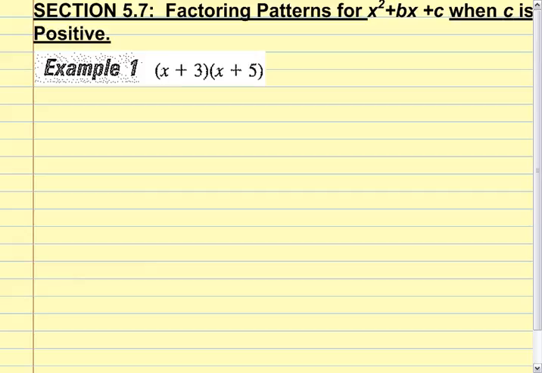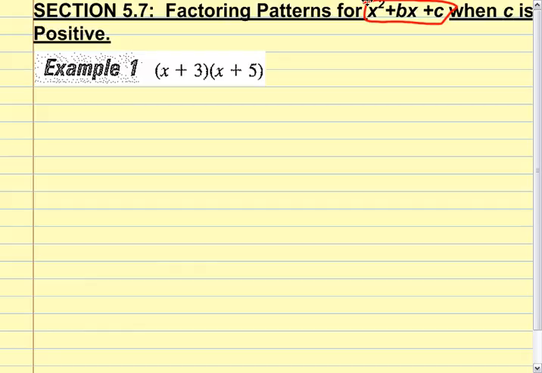Okay, folks, now we're looking at factoring polynomials that aren't necessarily perfect squares. They're not the difference of two squares. They're just trinomials. And the first ones that we're going to start with, and I'm going to copy this down here, you're writing it as your title, which says factoring patterns for x squared plus something x plus something. They use variables in there.